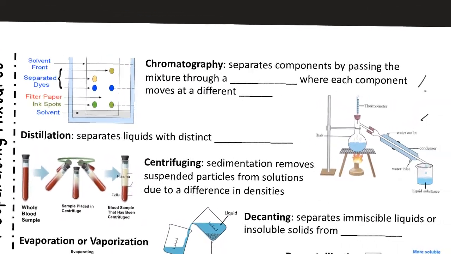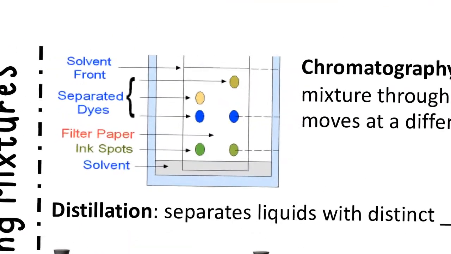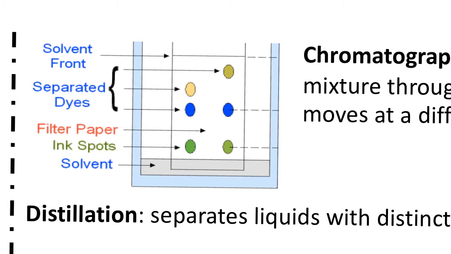So chromatography is a way you can separate components by passing the mixture through a filter, where each component is going to move at a different speed. The reason they're going to move at different speeds is because they have different weights.